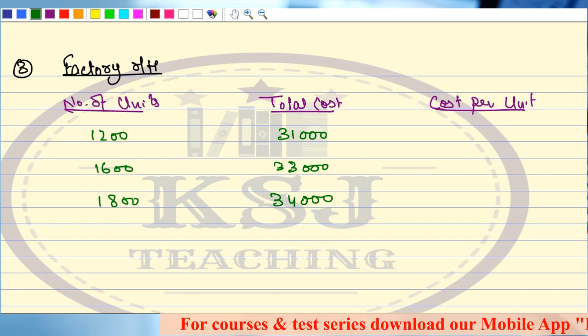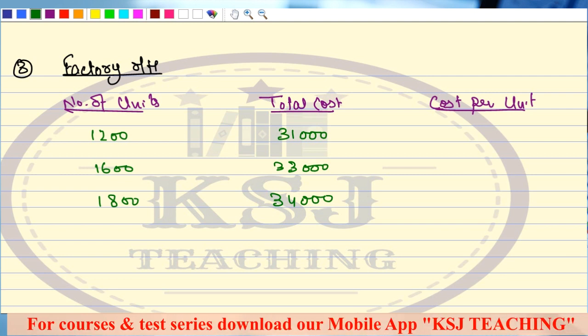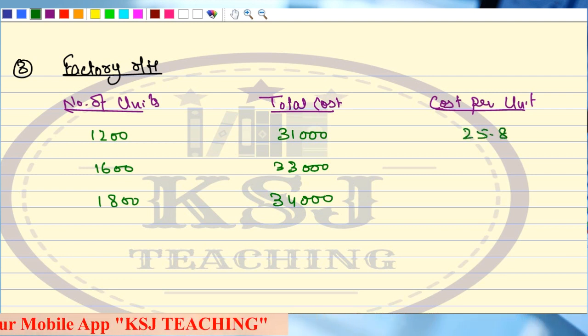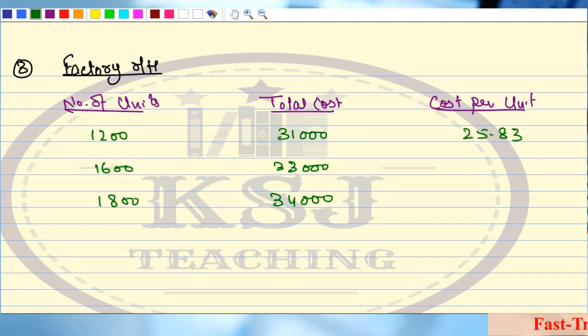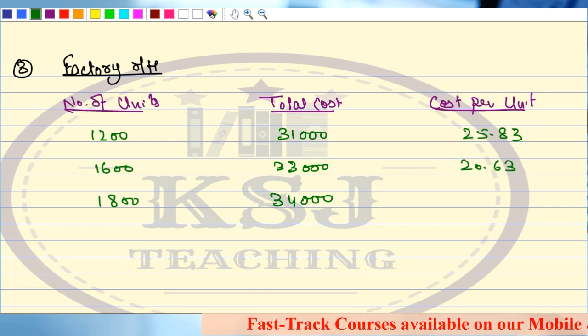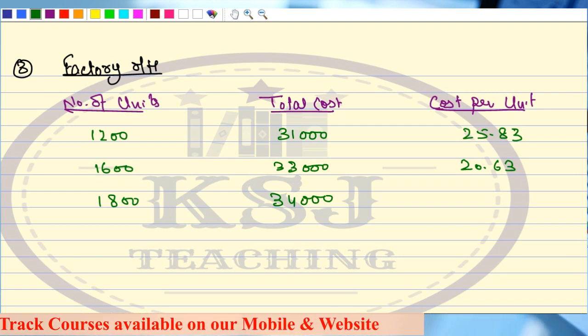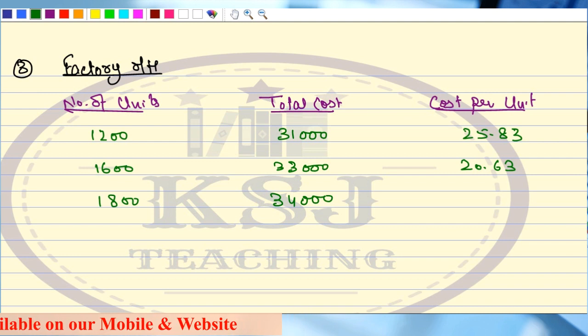Calculate the cost per unit. That is 31,000 divided by 1200, which will give you 25.83. Then 33,000 divided by 1600 will give you 20.63. Then the last one, 34,000 divided by 1800, will give you 18.88.